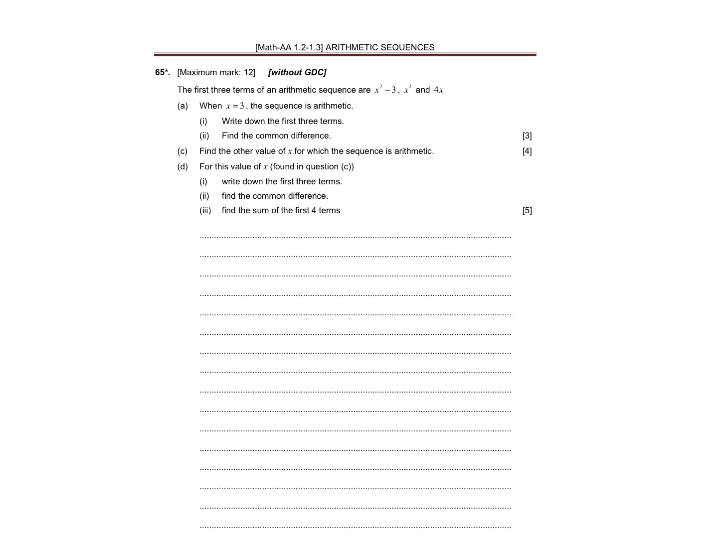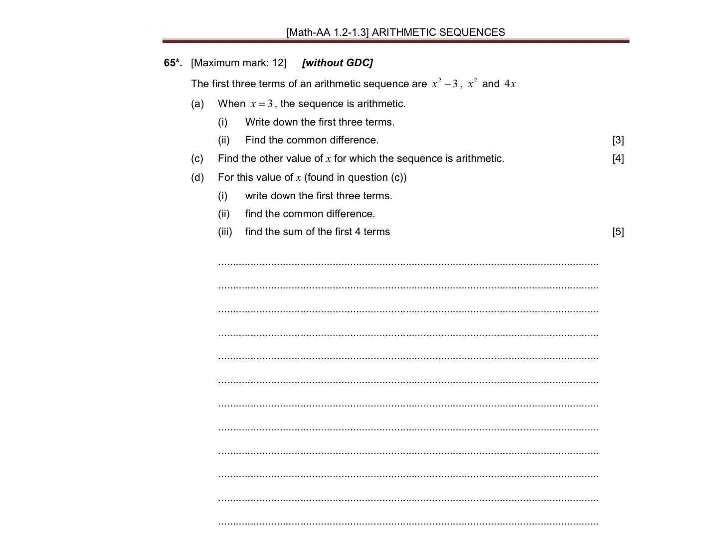Okay, last one, 65. The first 3 terms of an arithmetic sequence are that. When x is 3, the sequence is arithmetic. Write down the first 3 terms. So we have 3 squared minus 3, so 9 minus 3 is 6. Then we have 3 squared, which is 9, and then 4 times 3, which is 12, which makes the common difference 3.